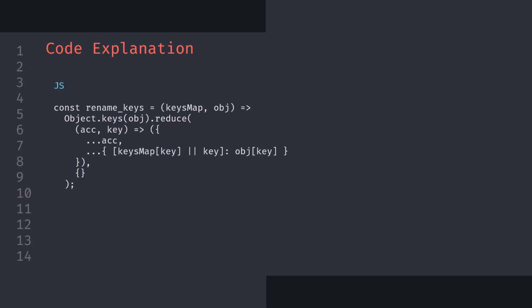Here's the code to rename keys in an object. We use the Object.keys method to get all the keys in an input object. The reduce function helps us construct a new object, and for each key, we check if there is a mapping in keys map. If so, we rename the key, otherwise we keep the original key. The spread operator is used to merge key value pairs into the new object. This approach is concise, efficient, and ensures all keys are processed correctly.